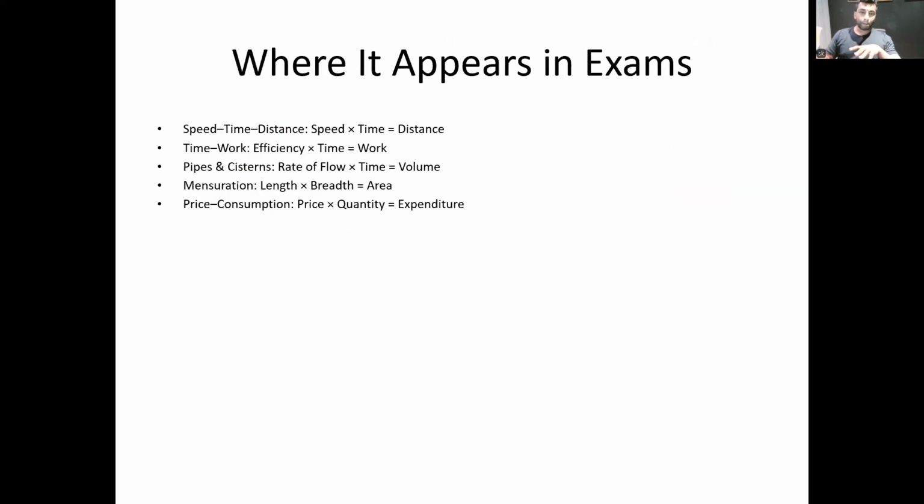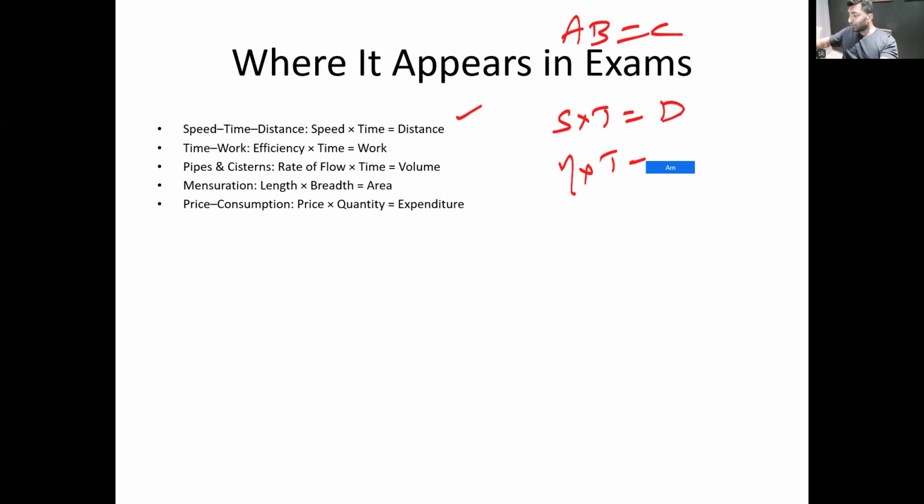As you see here, I can cover speed, distance, time, because speed multiplied by time is actually distance. So it's AB equal to C. Let me keep this AB equal to C, A multiplied by B equal to C. And then efficiency into time is equal to work. That is also AB equal to C. And efficiency into time equal to work is actually speed, distance, time only. Speed multiplied by time equal to distance only. Because here you are just putting it as work, right?